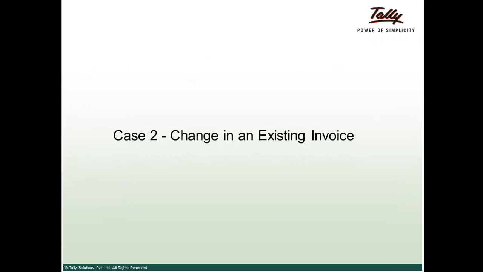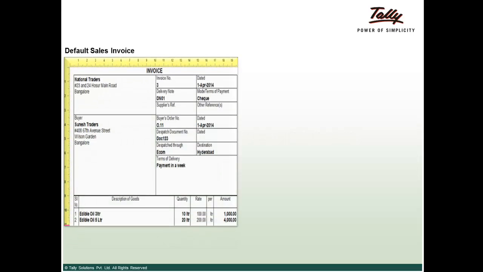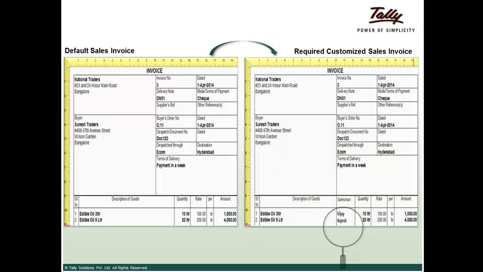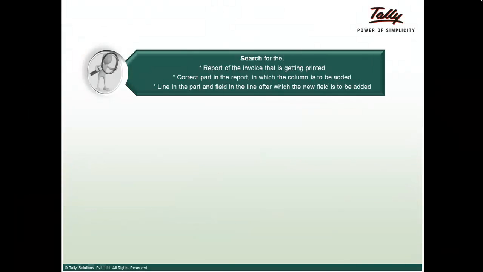Here is another example where a change request has come in the default template. On the left side of the screen is a default sales template from Tally ERP9. The customer wants a salesman column right after the description of goods column. Seems simple, isn't it? But the steps involved to do this minor change in the sales invoice are a bit time consuming. First, you will have to search for the report of the sales invoice.